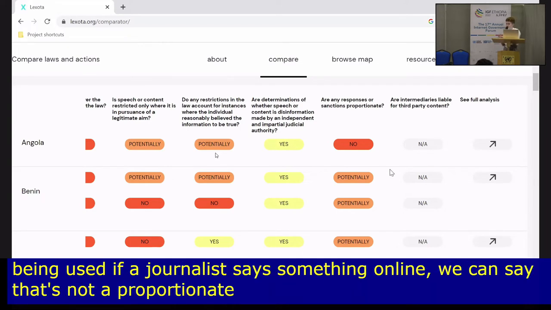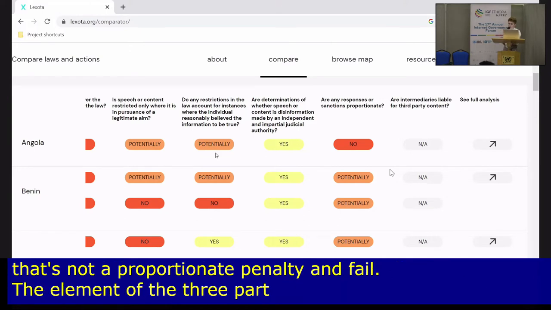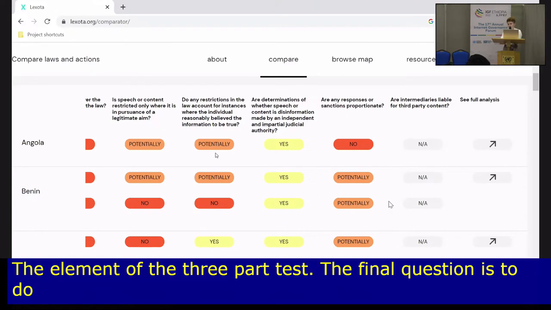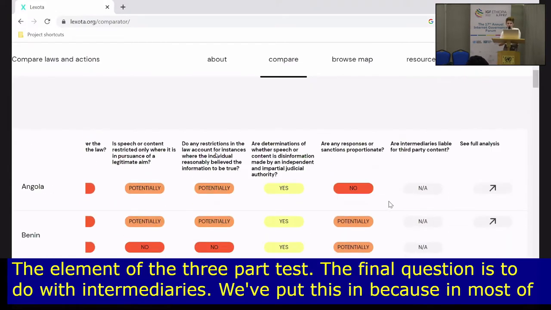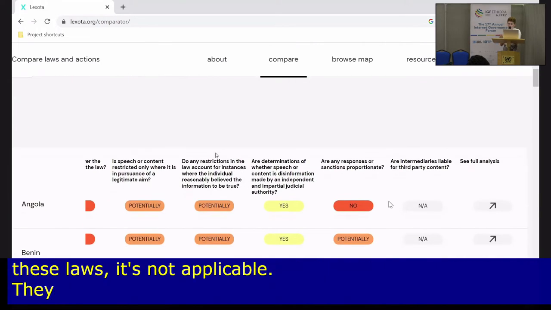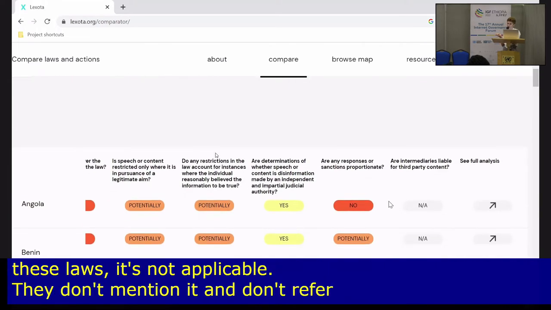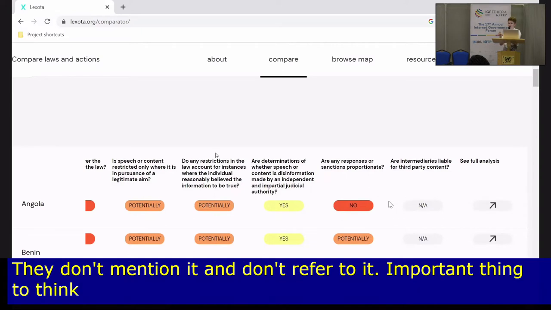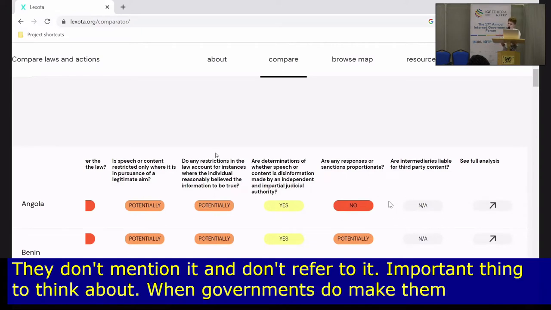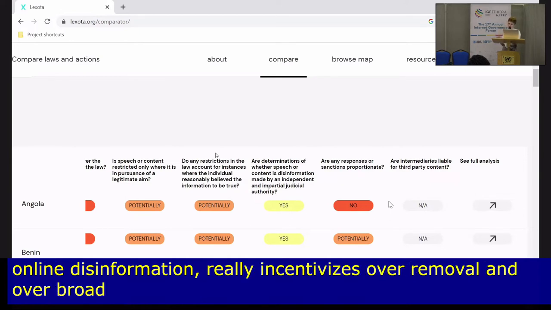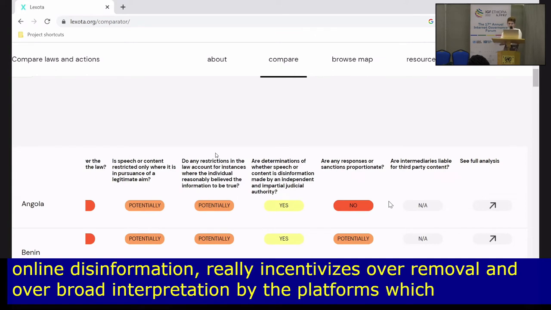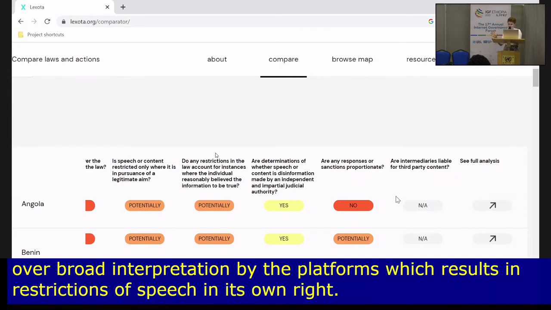The final question is: are intermediaries liable for third-party content? We've put this in because in most of these laws it's not applicable; they don't mention it or refer to it. But it's important because when governments do make intermediaries liable for online disinformation, it really incentivizes over-removal, and sometimes over-broad interpretation of what disinformation is by the platforms, which results in restrictions of speech in its own right. That's a whistle-stop tour through the methodology.